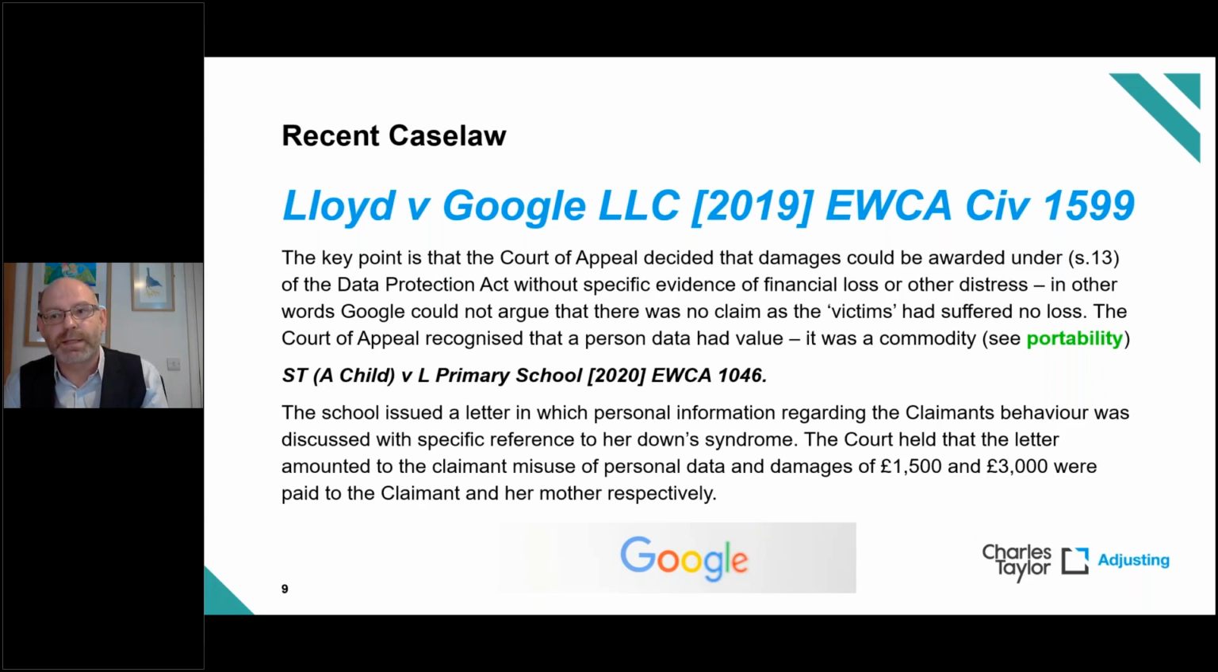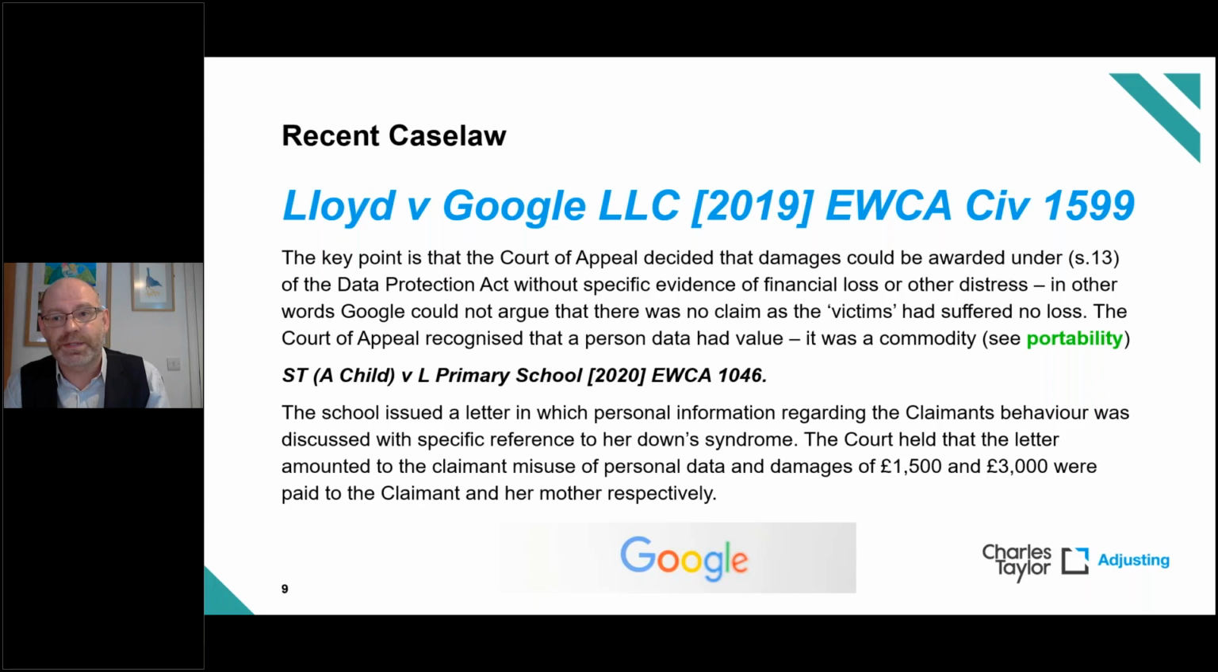The Court of Appeal recognised that that personal data had value. It was a commodity. In other words, people would not have consented to disclosing it or giving it freely to Google, but they might have done if they were paid. In other words, it had value. And that is a key issue.